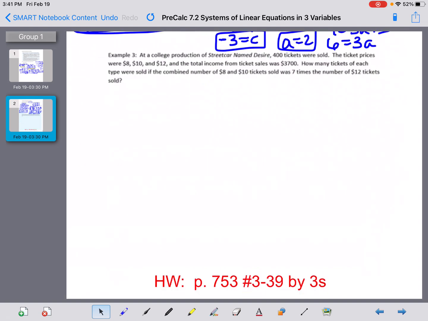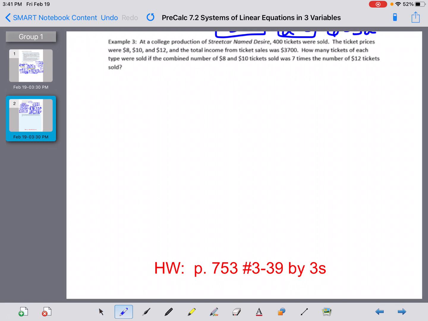All right, one more example here. It says, at a college production of Streetcar Named Desire, 400 tickets were sold. The ticket prices were $8, $10, and $12, and the total income from the ticket sales was $3,700. How many tickets of each were sold? The combined numbers of $8 and $10 tickets sold were 7 times the number of $12 tickets sold. Okay. We need equations, we need variables. So I'm going to call X my $8 tickets, Y my $10 tickets, and Z my $12 tickets.